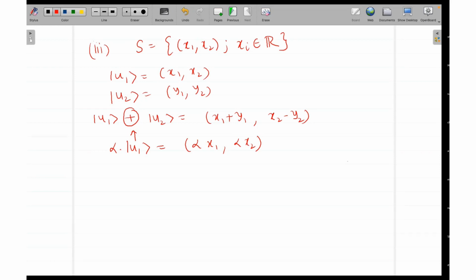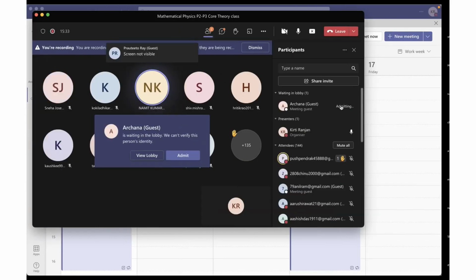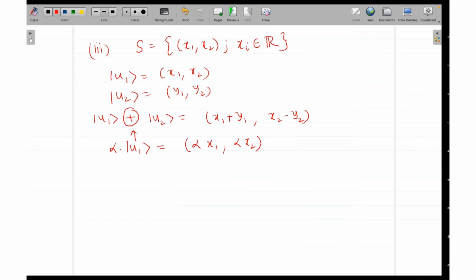Now, question: does this set correspond to a linear vector space over real numbers? Keep your pen and paper ready and help me out. Sir, I don't think it will satisfy the distributive or associative properties. Actually, we don't even need to go there. Let's just do a simpler one.